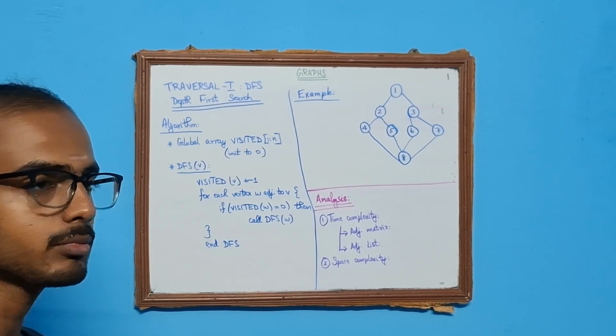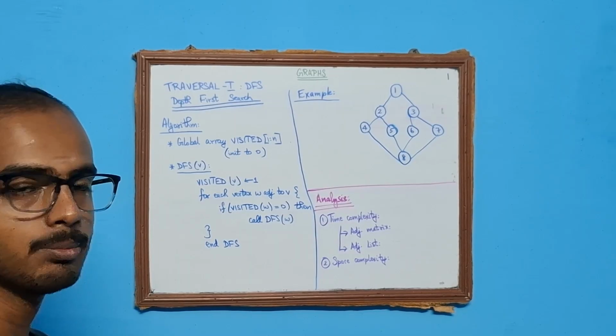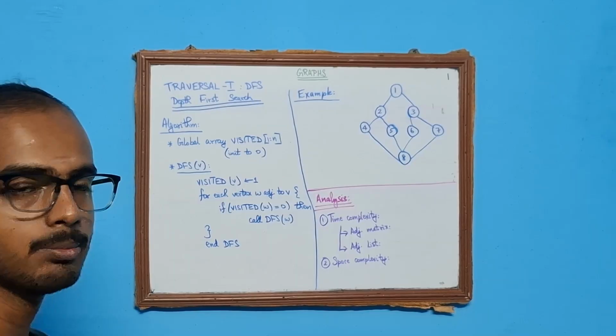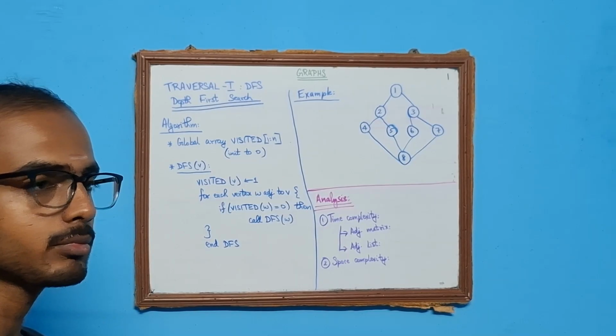Depth first. So we are going 1, 2, 4, 8. You're going towards the depth instead of going for the breadth, which we'll cover in the next lecture, breadth first search. So now coming to the analysis of this algorithm.